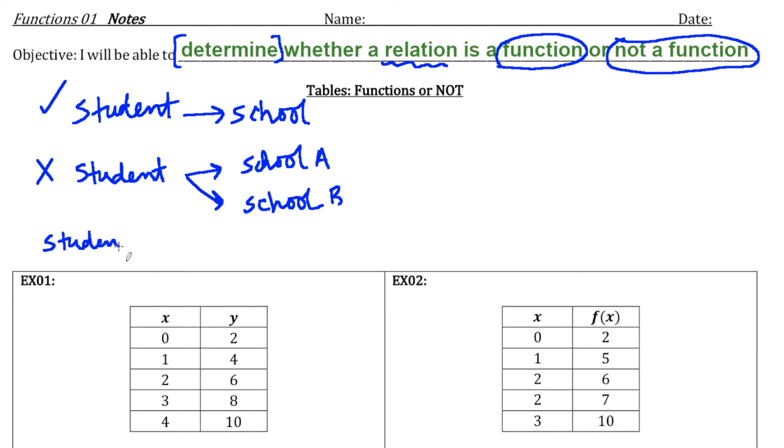But student A and student B can both go to the same school. Like that's perfectly fine.